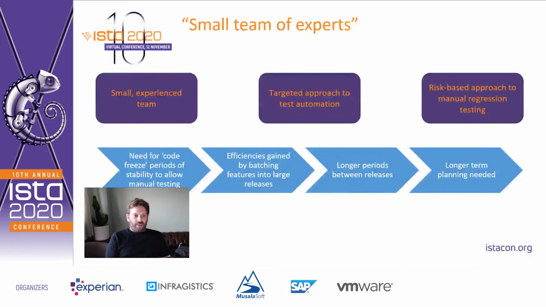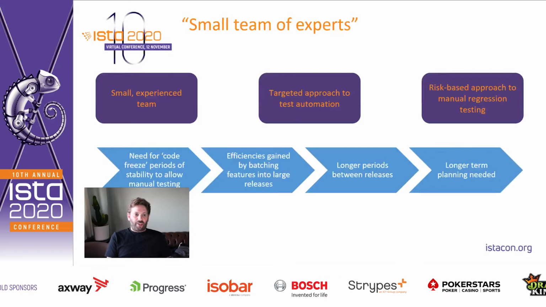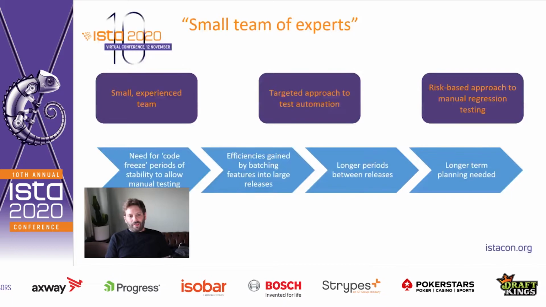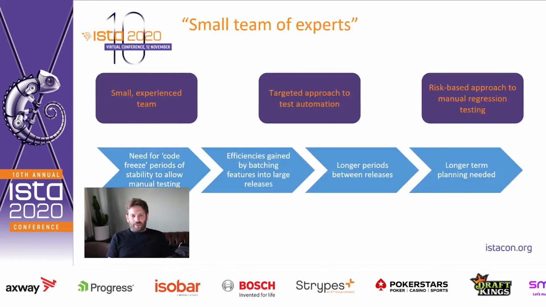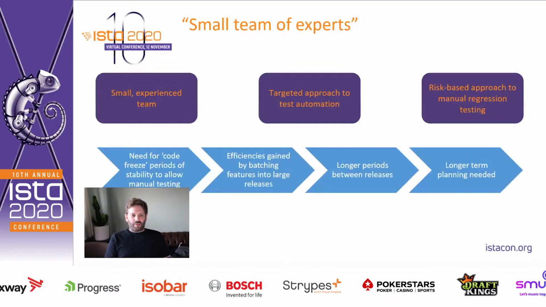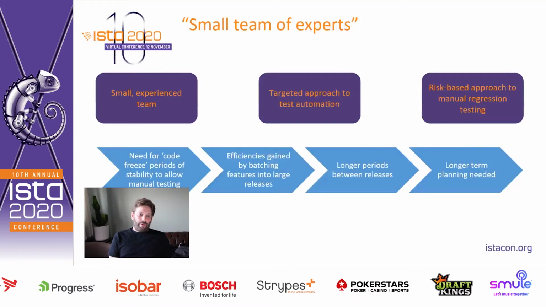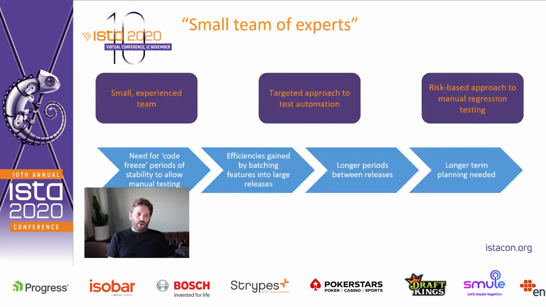But there are some downsides to this. So inevitably, whenever you do a release, you need some period of code freeze, to allow stability for manual testing. You don't want to be running test cases if the code base is changing daily. And that leads to you getting some efficiencies by putting features together into bigger releases. So you can change the ratio of time developing features versus running regression tests, which means you have a longer period of time between releases than you otherwise would, and you need to plan your roadmap longer in advance.